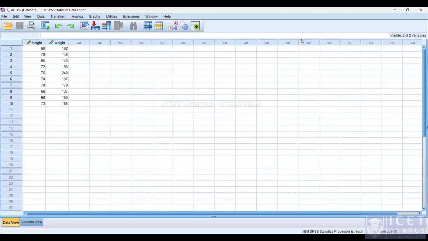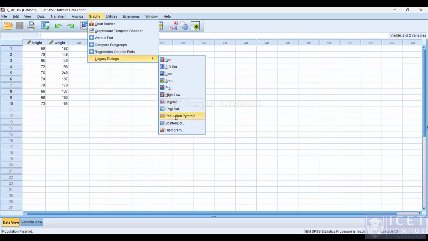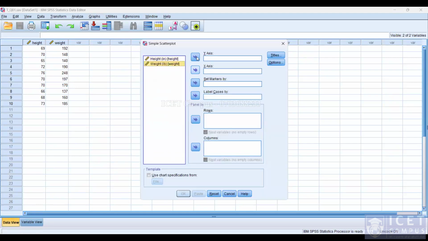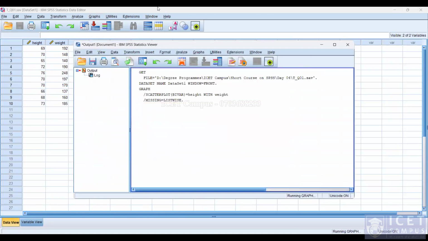Then the first task is we have to draw the scatter plot, then Graphs, Legacy Dialogs, then we have to take Scatter, right? Then Simple Scatter, then the y-axis is weight, the x-axis is height, right? So independent and dependent variables, then we can draw the scatter plot like that.